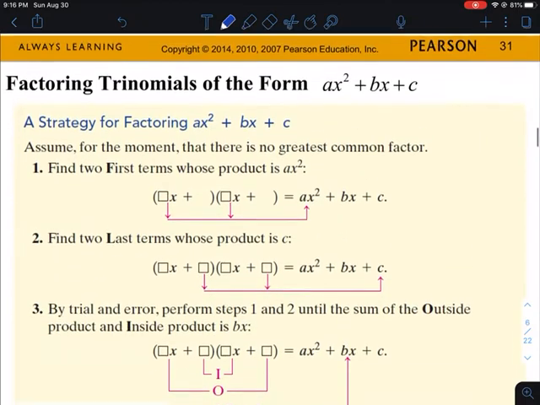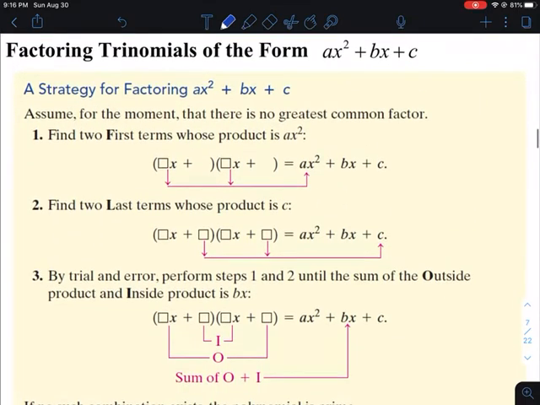So factoring trinomials of the form ax squared plus bx plus c, they have a strategy for factoring our trinomial. It says assume for the moment that there is no greatest common factor. So number 1 says find two first terms whose product is ax to the second power. Find two last terms whose product is c. And then by trial and error, perform steps 1 and 2 until the sum of the inside-outside products is bx.